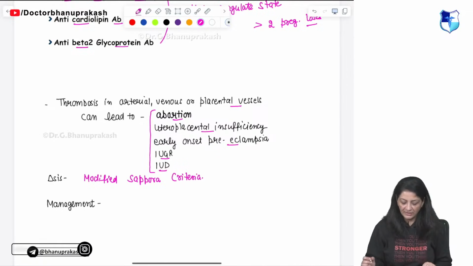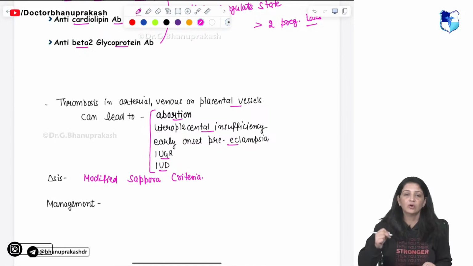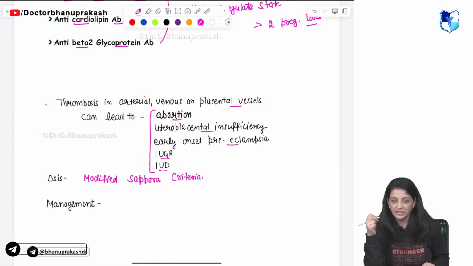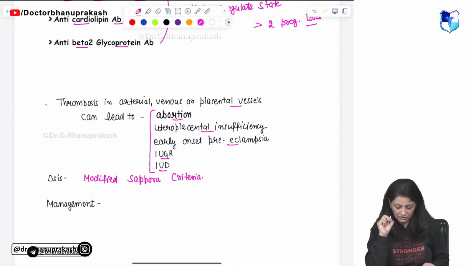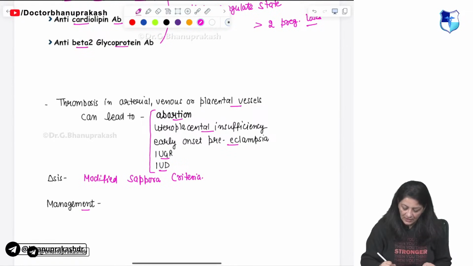Management. What is the management? Formation of thrombosis: arteries, veins, spiral arteries, placenta, everywhere. What is the management of APLA syndrome?